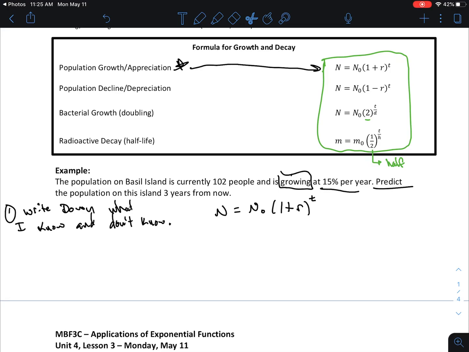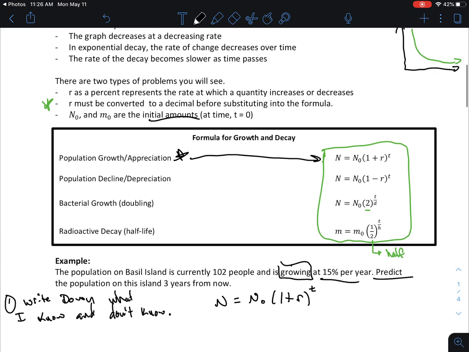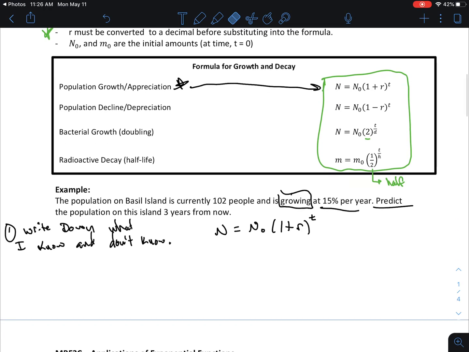Okay, and so your job here is to be able to answer whatever it is they're asking you, obviously, right? But in order to do that, you need to know what each of these variables are from the question, right? So the information that they're providing you, which is why the first thing I always do, okay, is I write down the things I know and I don't know. So N naught, we said, was the current condition, right? So where we're starting, initial amounts, okay? That's what we said up top, okay?